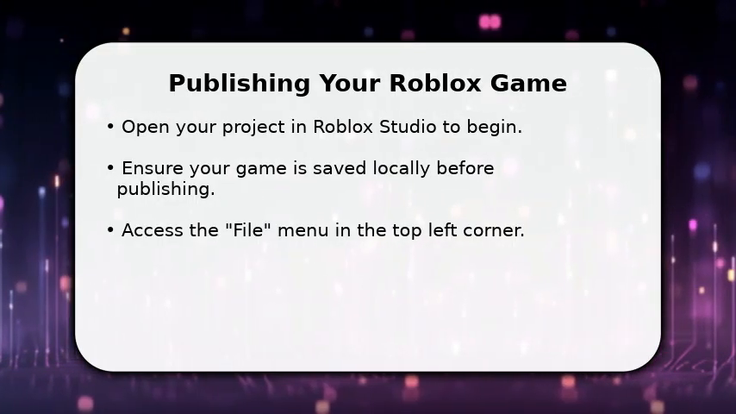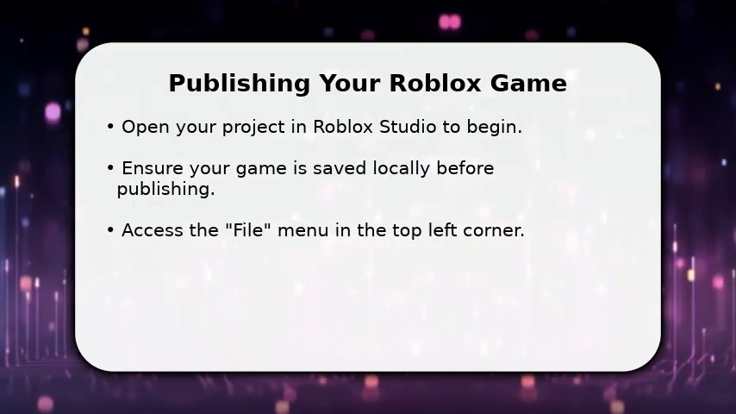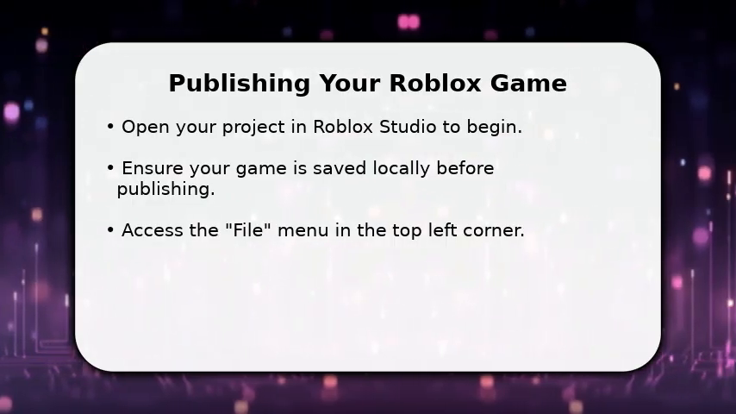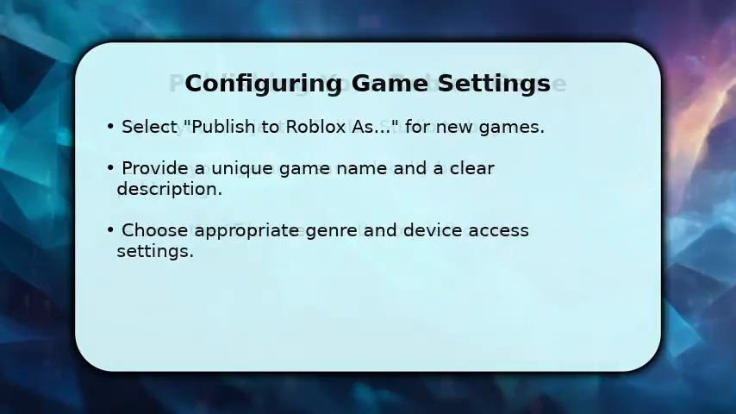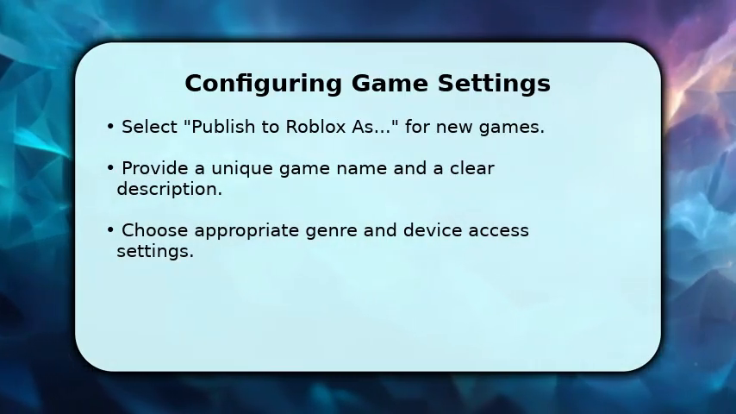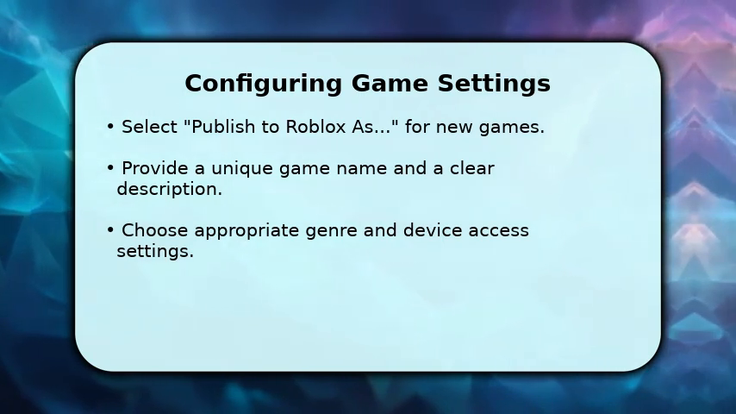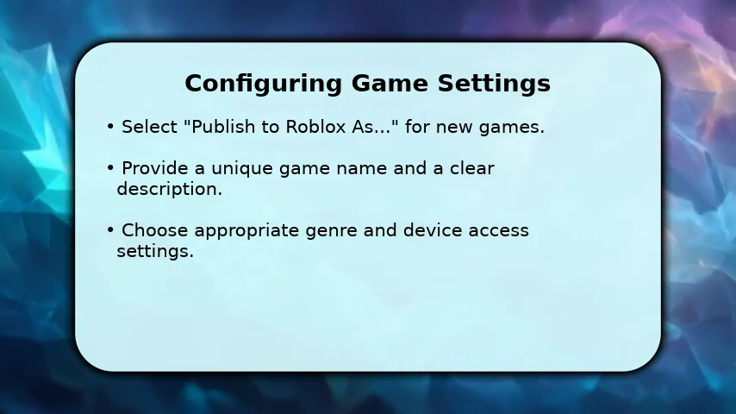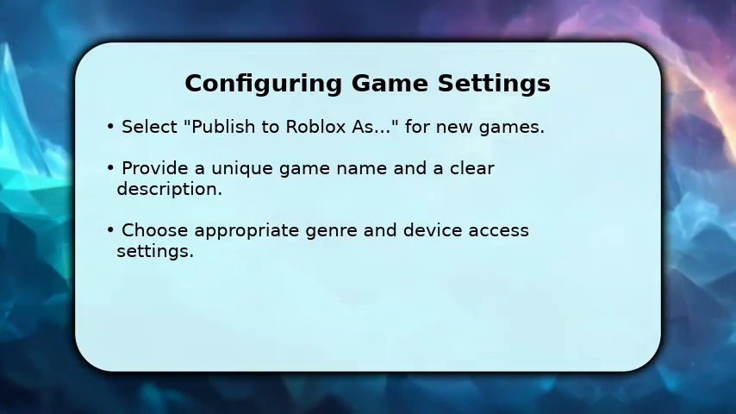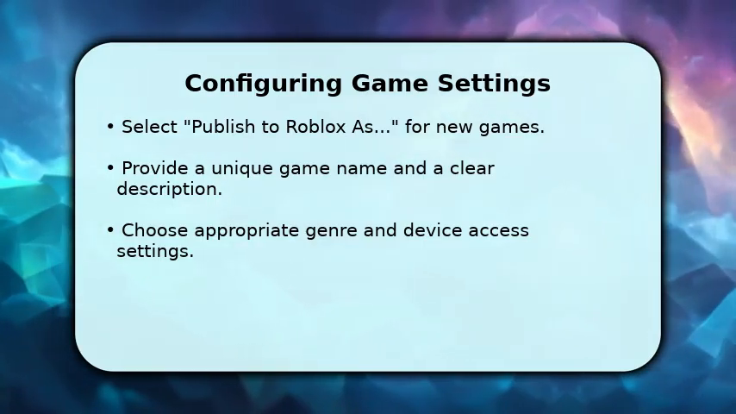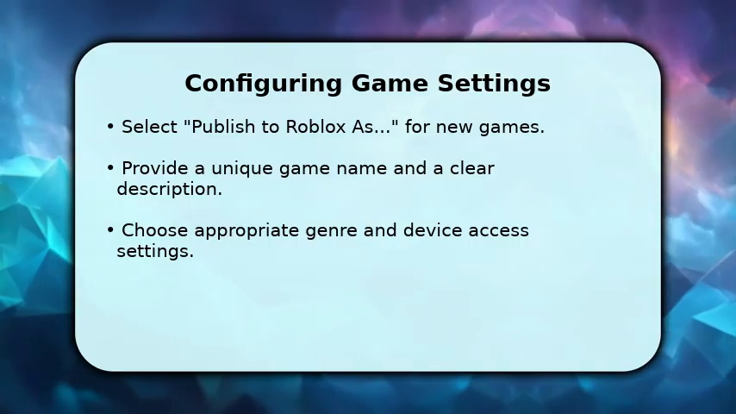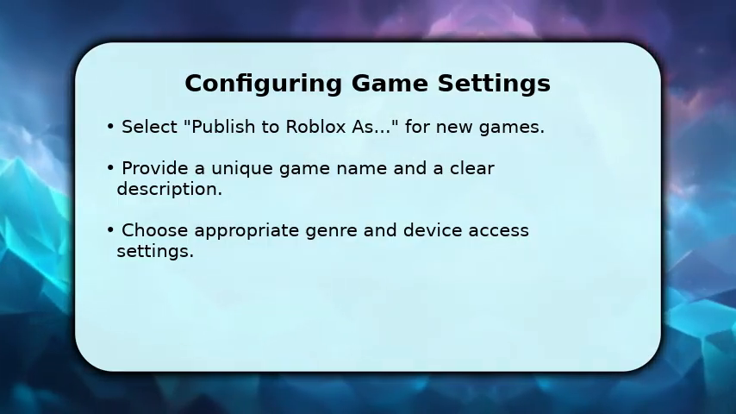This is the essential first step to sharing your creation with the world, making it accessible to other players on the platform. Next, if it's a new game, choose Publish to Roblox as. You'll need to give your game a unique name and a compelling description to attract players. Also, select the appropriate genre and configure device access, ensuring your game can be played on phones, tablets, and computers.